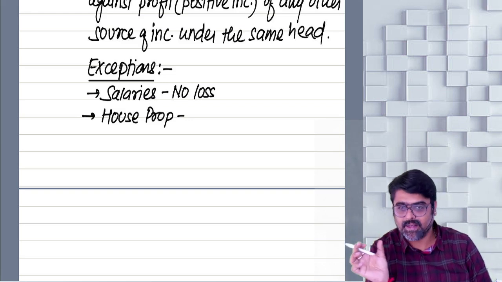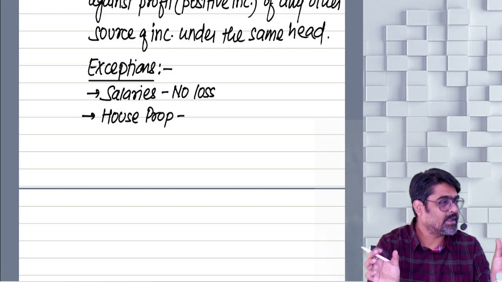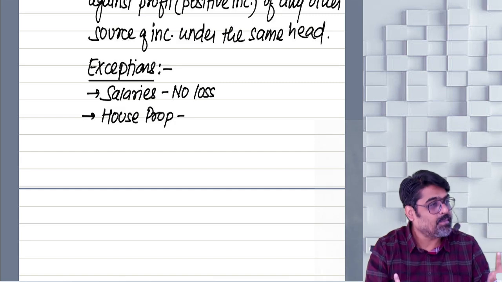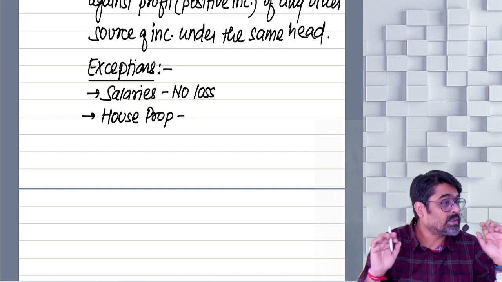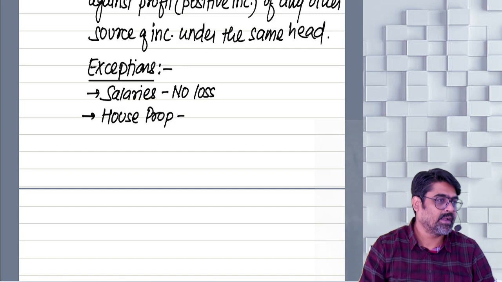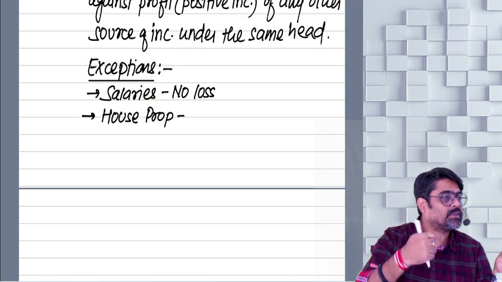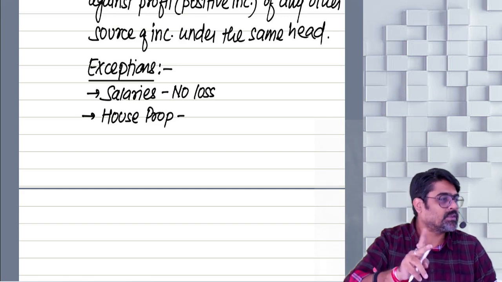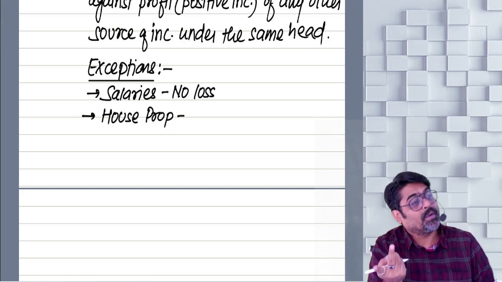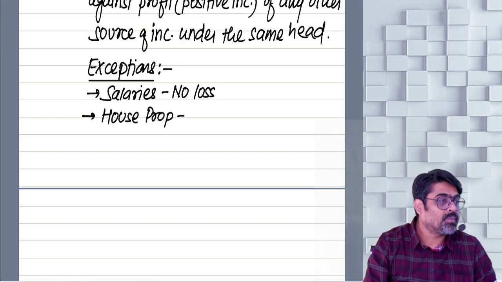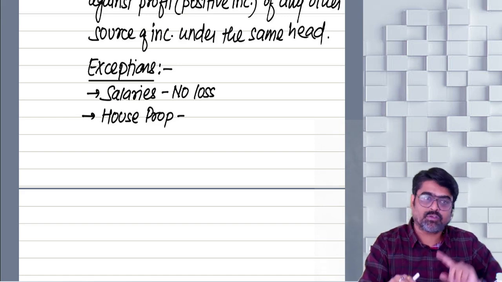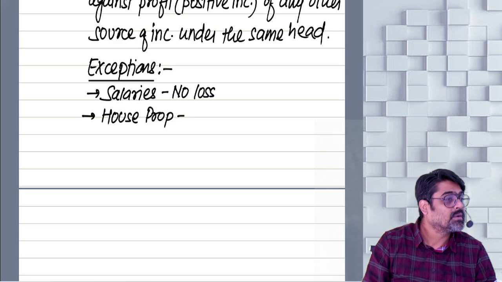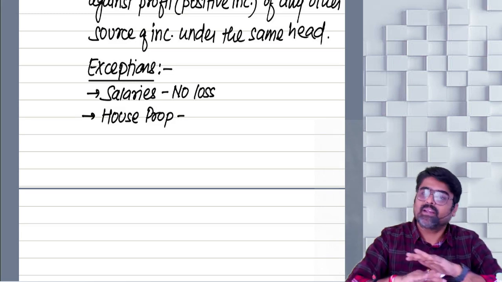Because loss of any property can be adjusted from profit of any property. There is no restriction on that. Understanding? SOP loss can be set off against LOP or DLOP. DLOP loss can be set off against LOP. LOP loss can be set off against DLOP. LOP and DLOP loss can be set off against SOP. SOP will never have an income only. But there is no restriction.